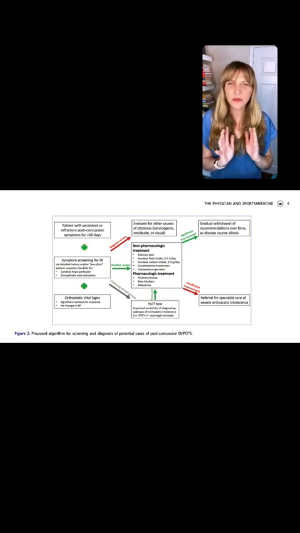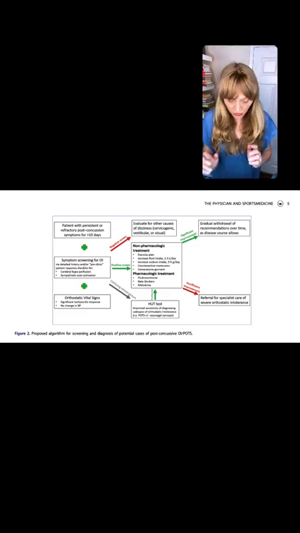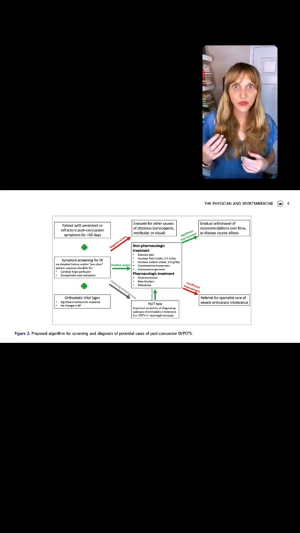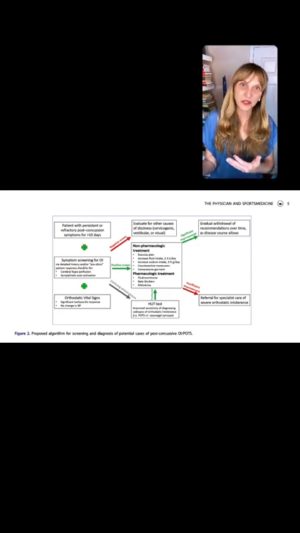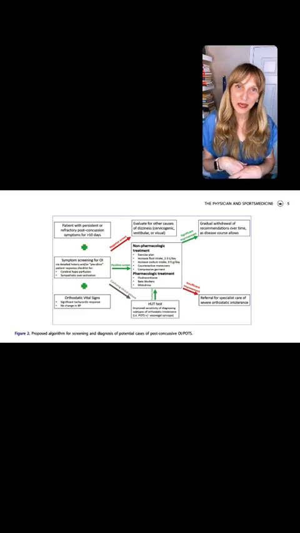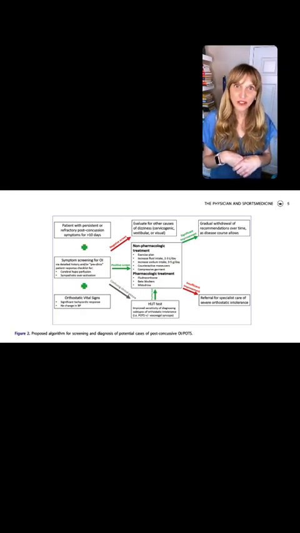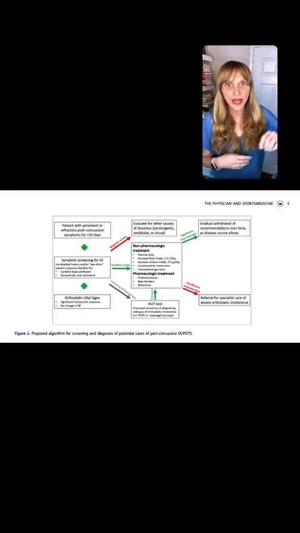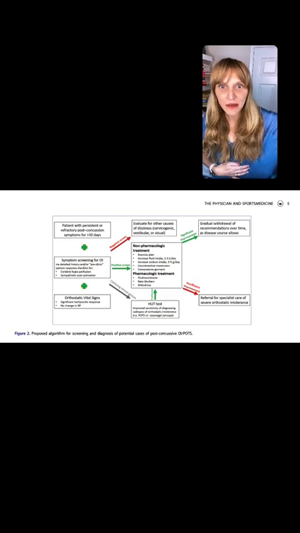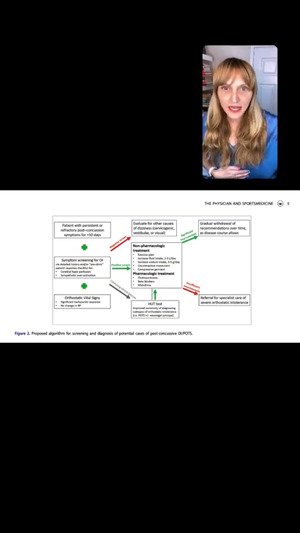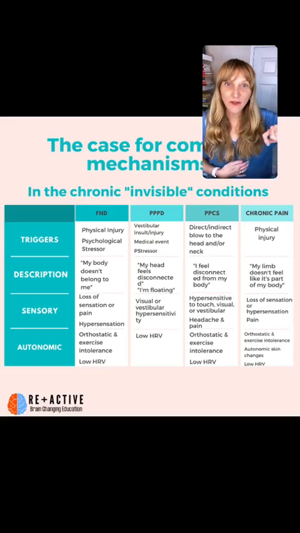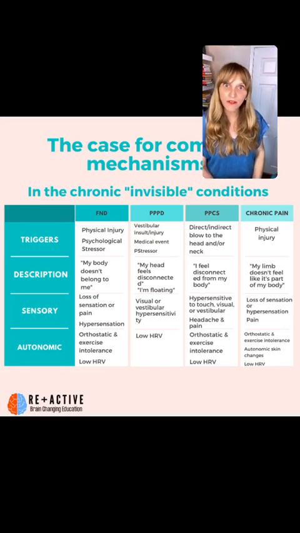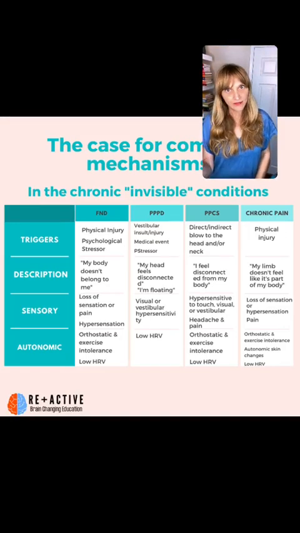So this is really big in my mind. Not only should this be screened post-concussion, but I think in many other disorders, because I do find in many, and again, let's go back to the table here, in many different disorders, autonomic dysfunction can be part of the mechanism. Now, chicken or egg, right?